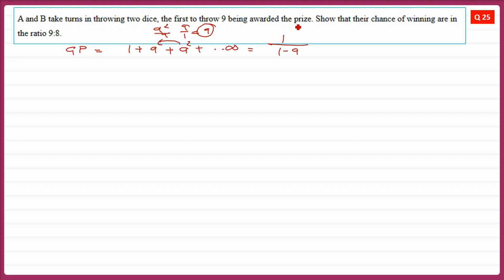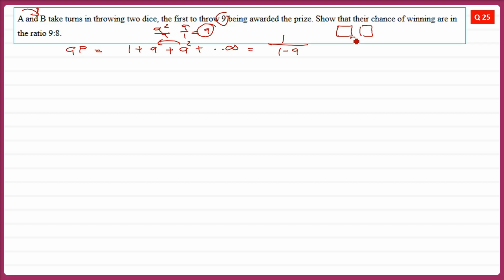So A and B take turns in throwing 2 dice. The first to throw 9 is awarded the prize. Now first A will start, then B will follow. It's given clearly in the question. The first to throw 9 is awarded the prize. Throwing 9 means there are 2 dice, and they are going to be added up. The numbers which turn up will add up.